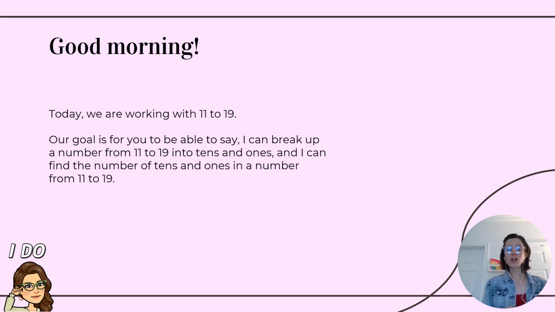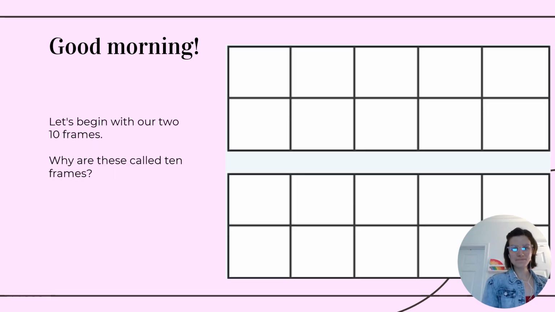This unit is all about place value, and I know that might sound scary and intimidating at first, but I promise you it's actually quite simple and fun once you get the hang of it. So today we are working with numbers 11 through 19. We might not hit every number, but that's the range we're working with. Our goal is for you to be able to say, I can break up a number from 11 to 19 into tens and ones, and I can find the number of tens and ones in a number from 11 to 19. So good morning. Let's begin very simply with our 2 10 frames.